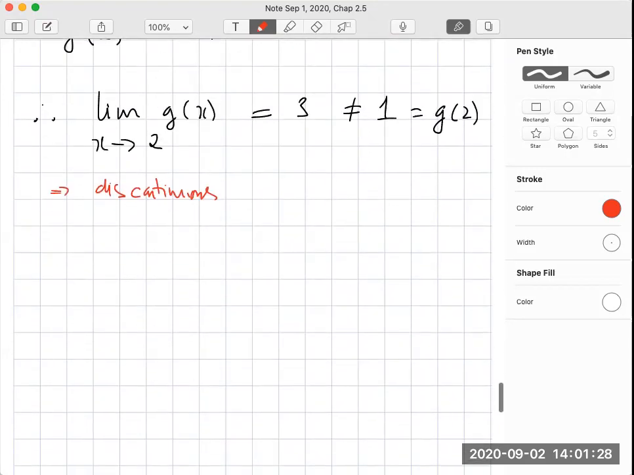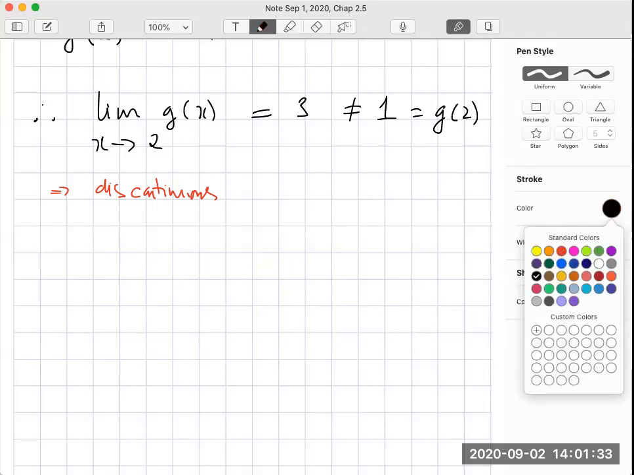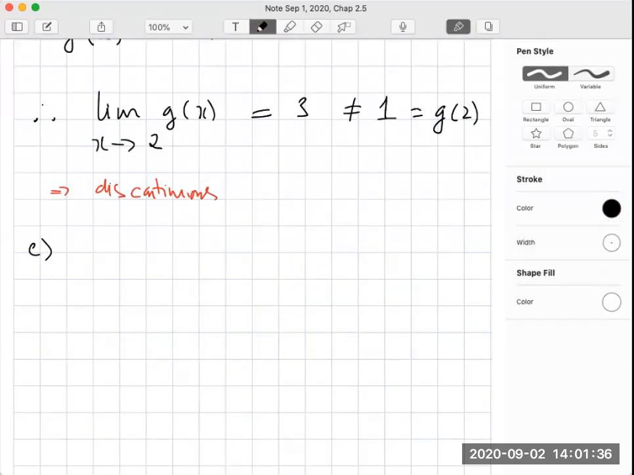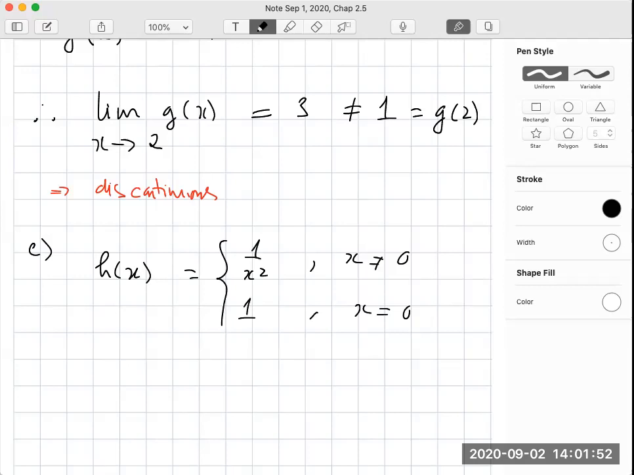So in the example C, let us see. In the C, the function h of x is defined as 1 over x squared when x is not 0, and it is 1 when x is equal to 0. We see that h of 0 is 1, right? Which is, it is defined.